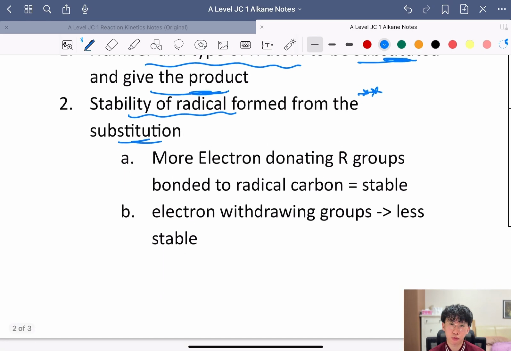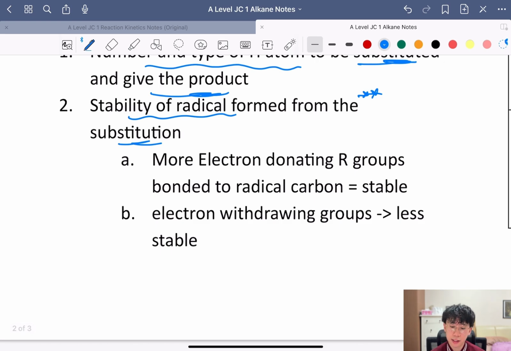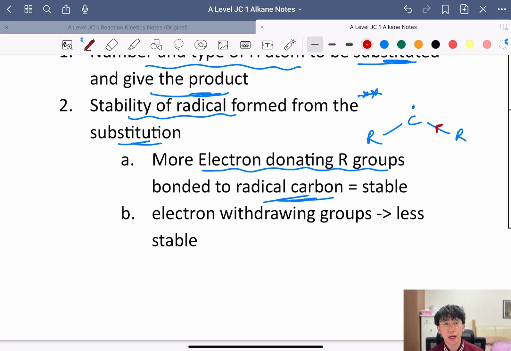Now, how are radicals more stable or less stable? This is based on the electron donating R groups that are bonded to the radical carbon. In general, R groups are very electron donating. If they can donate the electrons to the radical, the carbon radical wouldn't be as electron hungry, and therefore it would be slightly more stable than one carbon radical with fewer R groups itself.